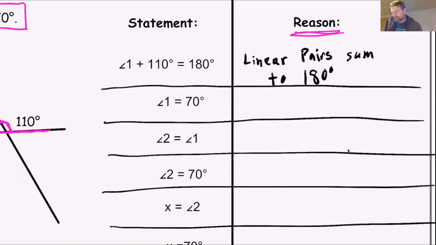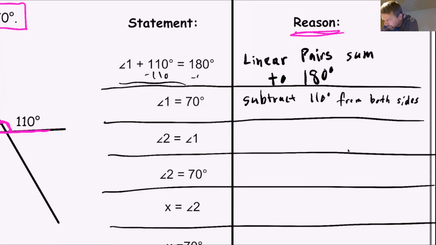All right. Next, I said angle 1 is 70 degrees. Well, I got that straight from here, right? If angle 1 plus 110 is 180, then angle 1 is going to have to be 70 degrees. How you describe that is really up to you. There's no one right way to answer it. I could say subtract 110 from both sides. That's literally how I would have done it with algebra. I would have said minus 110 degrees, minus 110 degrees. Those cancel out, and angle 1 is 70. That's how we do it with algebra.